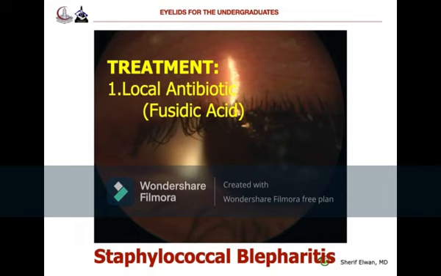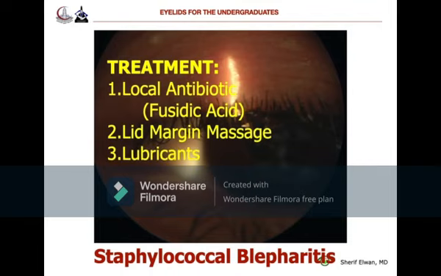And the treatment starts again by local antibiotics, specifically fusidic acid, which is the most specific antibiotic against staphylococcus. And then you do lid margin massage, removing gently these sticky discharges, and don't forget using lubricants. Lubricants here are important in treating the predisposing dry eye.